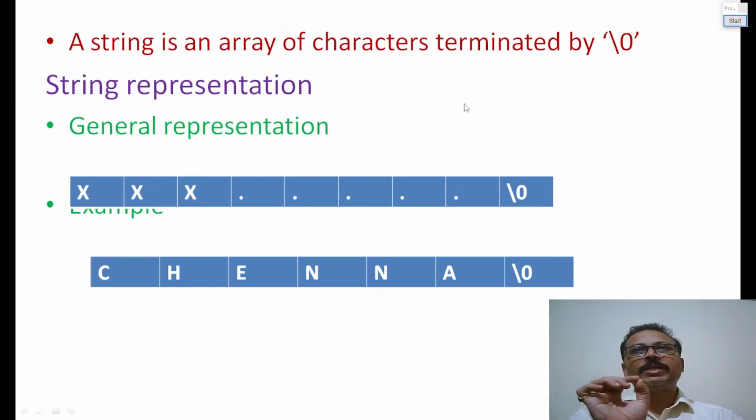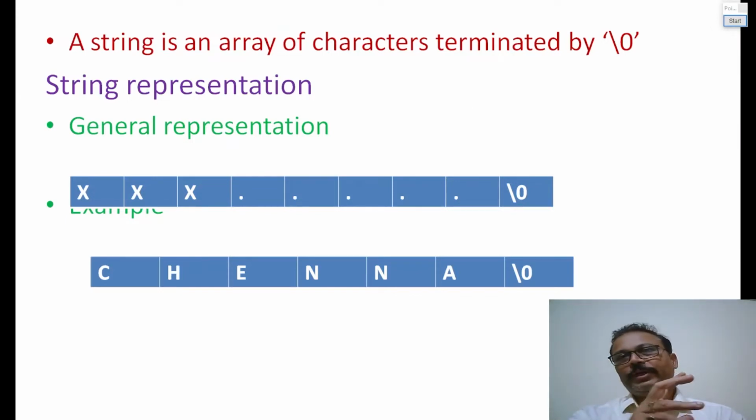Now, if you don't add \0, either automatically or through your own program... automatically means you will be making use of some built-in functions, and those built-in functions may add \0 automatically. Otherwise you may be adding \0 at the end. But don't forget to add \0, otherwise you may get unpredictable results.